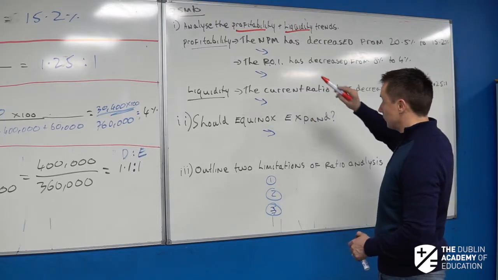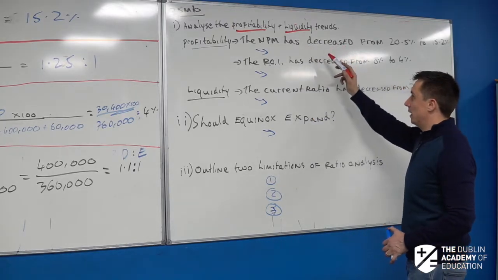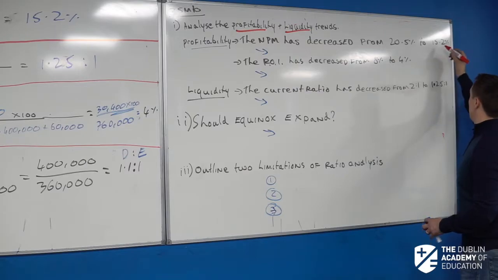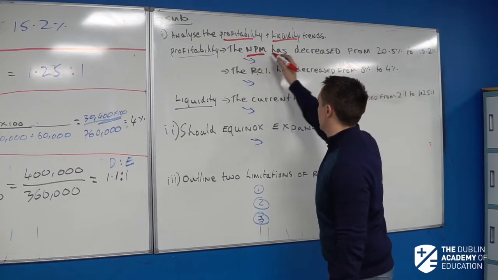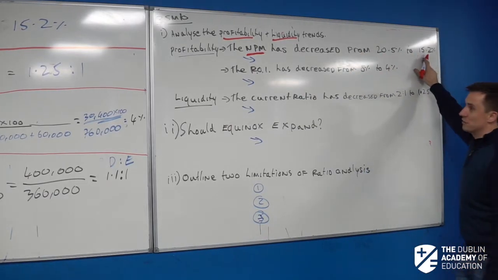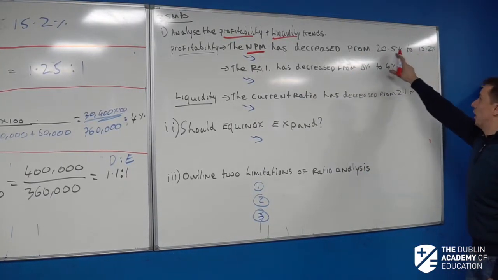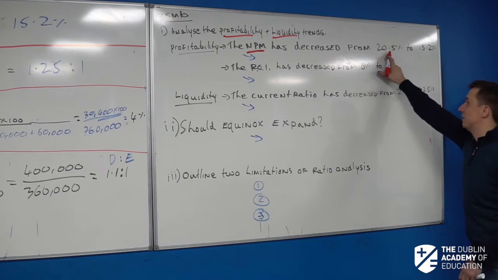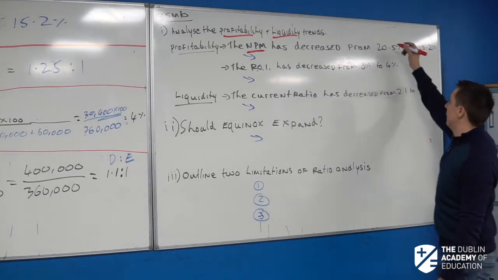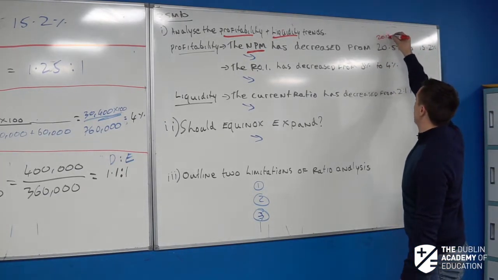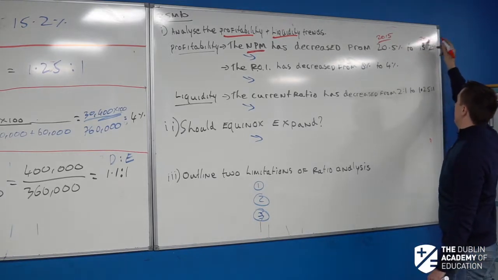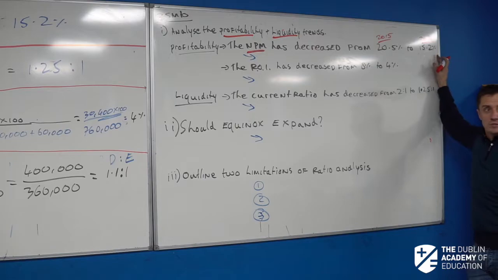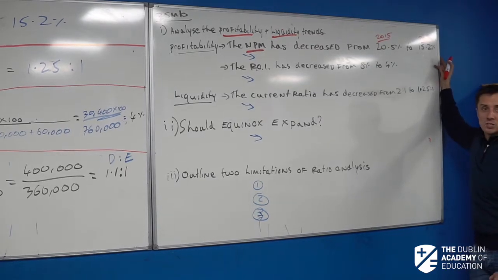So, I've already done it up there, but if you're looking at the figures we've just calculated, the first thing there is the profitability, the net profit margin. We just figured out the net profit margin is 15.2%, but the question beforehand says in 2015 it was 20.5%. So 2015, 20.5%, now in 2016, it's 15.2%. So what we've seen, guys, is the net profit margin has fallen.